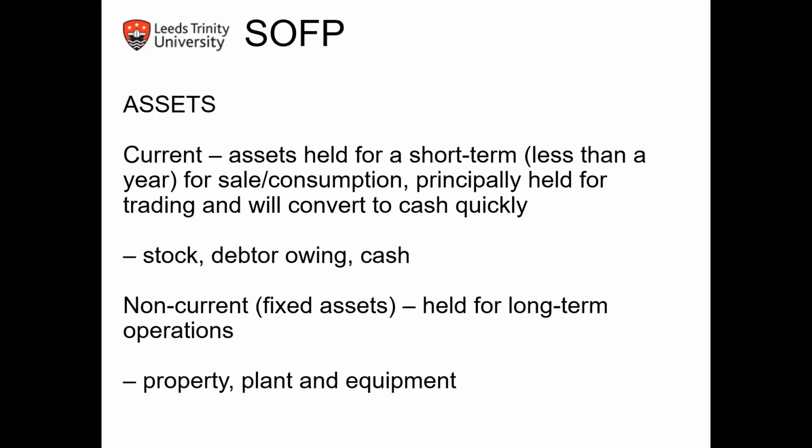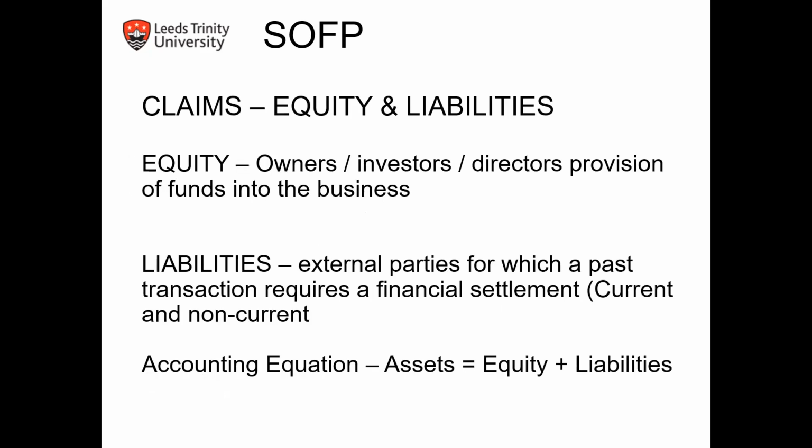Also, based on the time that we are going to use those assets, they can be divided into two categories: current and non-current assets. Current assets are assets we are holding for less than 1 year, like cash, cash equivalents, or inventories. Non-current assets we are holding for long-term operation, normally more than 1 year, like property, plant, and equipment.